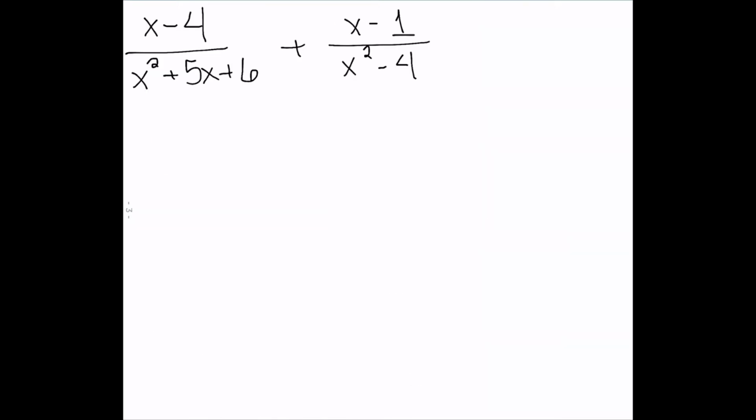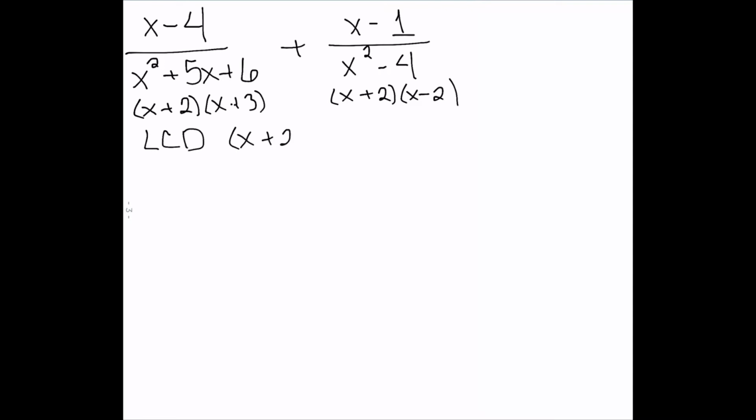Let's look at another one. Here I'm going to start by factoring. This first one factors into (x plus 2)(x plus 3). And the second one factors to (x plus 2)(x minus 2). So for my least common denominator, the first fraction has an (x plus 2)(x plus 3). If I look at the second one, I've already included the x plus 2, so I just need to include the x minus 2.